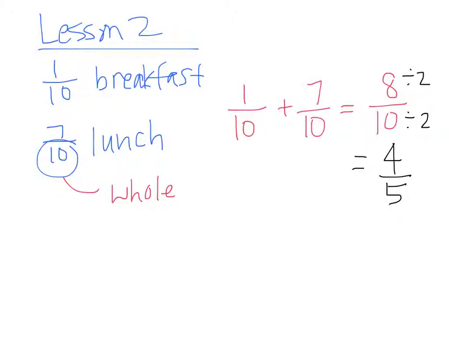Am I done yet? No, I didn't answer the question, right? I don't have a label here. The question was asking for what fraction of the recommended servings of vegetables has he eaten. I have the fraction part, which is 4/5, but I need the label. 4/5 of what? Of the recommended servings of vegetables.